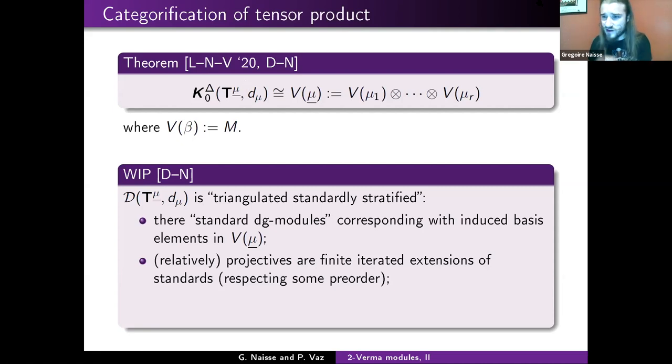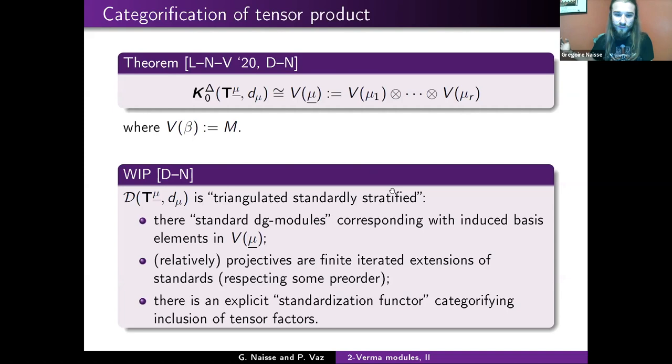And here you have something similar for the derived category, and so you need to replace filtration by finite iterated extension, basically. And also you have something that people call a standardization functor that categorifies the inclusion of the categorification of the tensor factor into the tensor product. So it's just a nice structure that you want to have on a categorified tensor product. That's just the point of this.